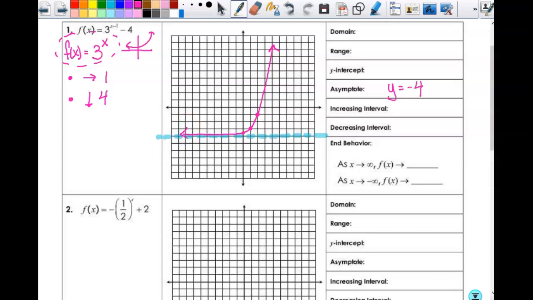All right, so then my domain. Domain is -infinity to infinity. My range is -4 to infinity. Do I include -4? No. Do I know my y-intercept? Yeah, I graphed it, right?